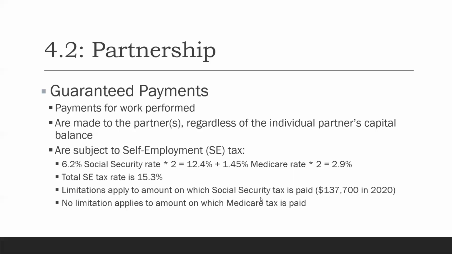Social Security has a wage base, and that is the first $137,700 of self-employment income, partnership income, sole proprietorship income, and wage income. So once an individual hits that amount, that 6.2% Social Security stops. Medicare tax, however, goes on and on and on. If you make $7 million a year, you pay Social Security tax on $137,700. You pay Medicare tax on $7 million.